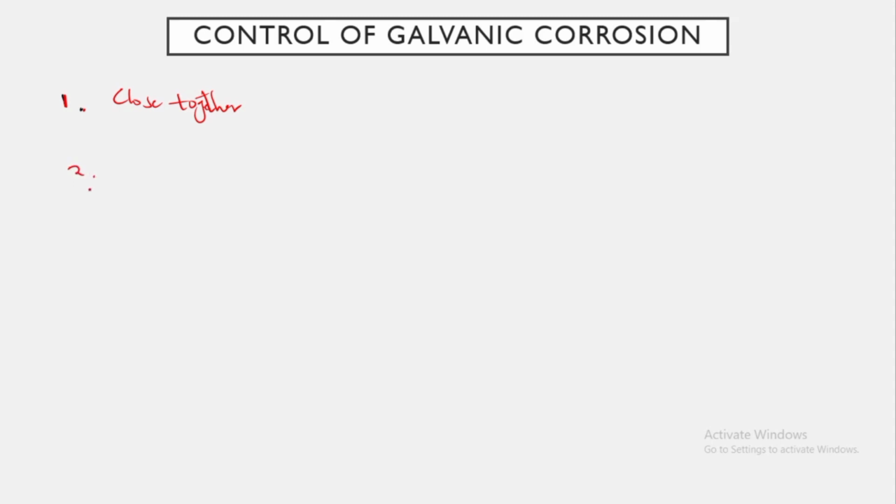The second one is the area effect, right? So avoid an unfavorable anode to cathode surface area ratio. Use an anode area as large as possible. So in this case, what it means is that you also check the anode to cathode ratio.